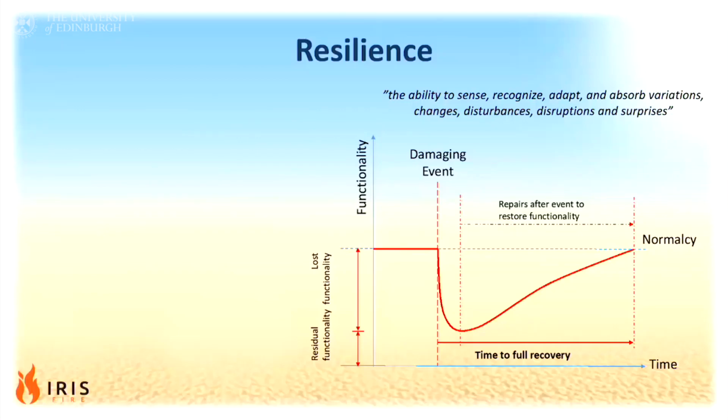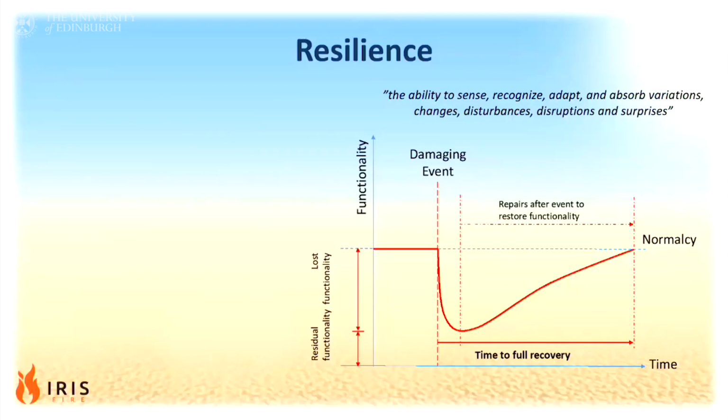So this is an engineering example of what resilience is. And resilience is just the ability to recognize, sense, adapt, and absorb variations and changes, disturbances within your environment. So this is an engineering visualization of what we think of as resilience. We have functionality on our y-axis and time on our x-axis. So we have this idea of normalcy. This is what we ideally want to be operating at. This is our everyday operational functionality.